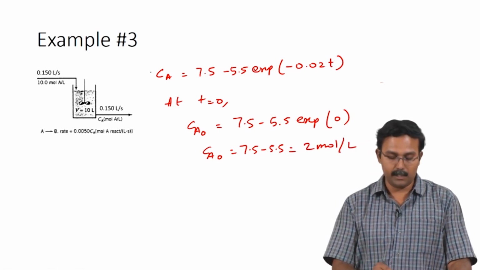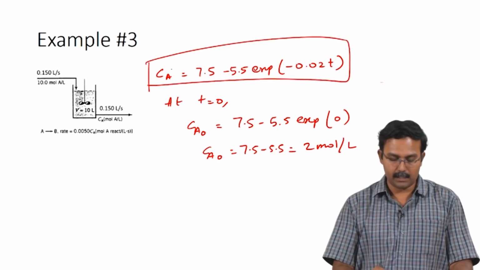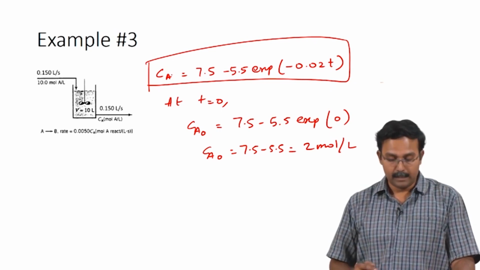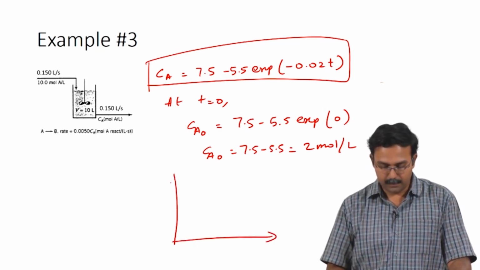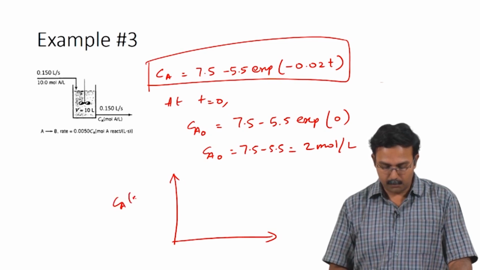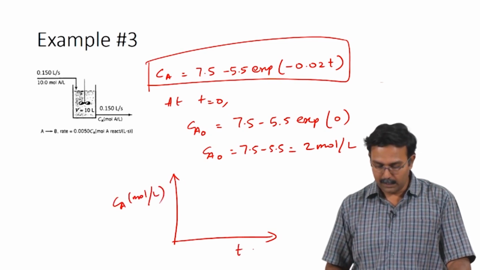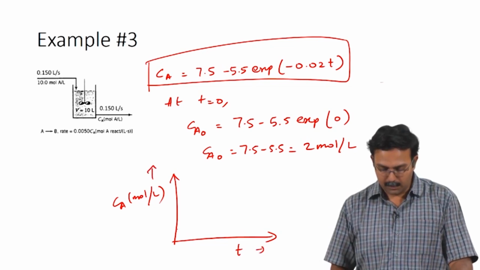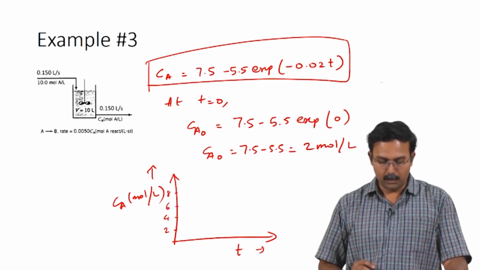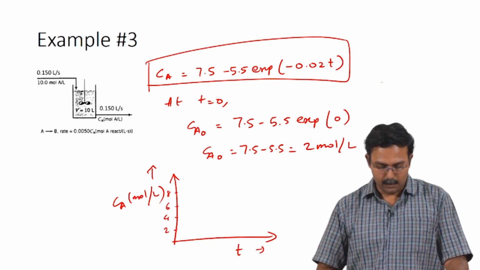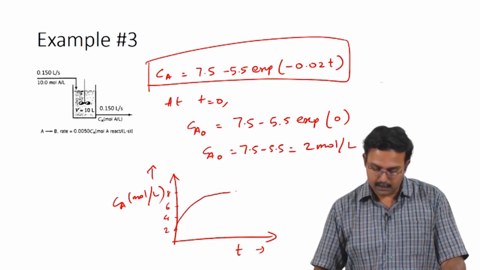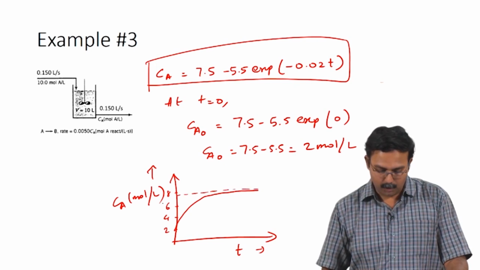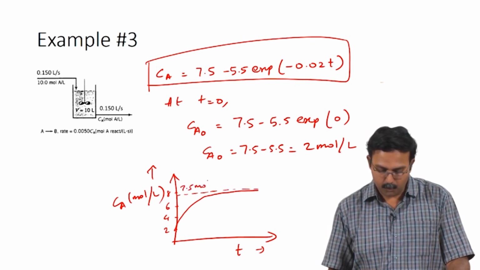It means that the equation we have, which is the correlation for Ca as a function of time, is accurate. The last part of this problem is to plot the curve. So, this would be Ca in terms of moles per liter and this would be time. Let us mark the points 2, 4, 6 and 8. At time t equals 0, Ca is equal to 2. From here if we were to plot the curve, it would look something like this, where it plateaus off at 7.5 moles per liter.